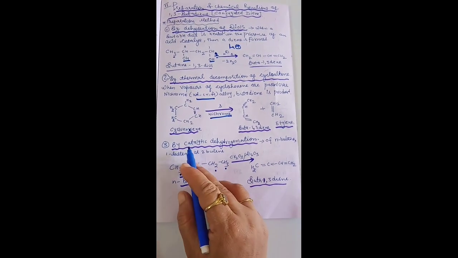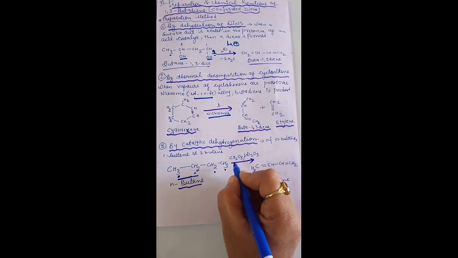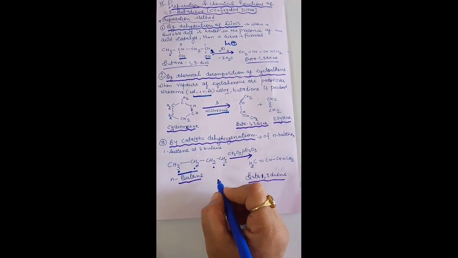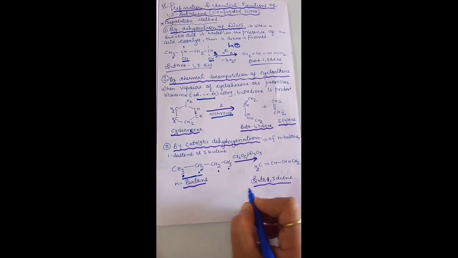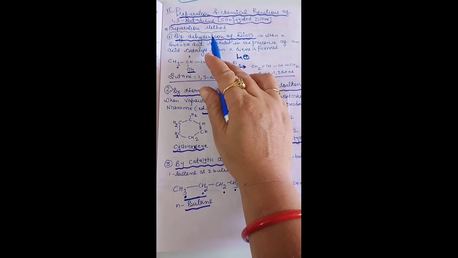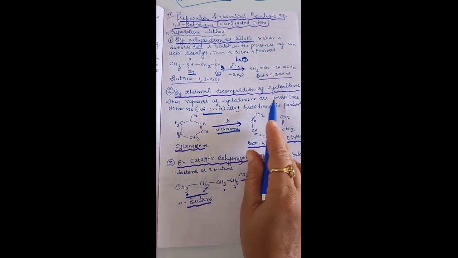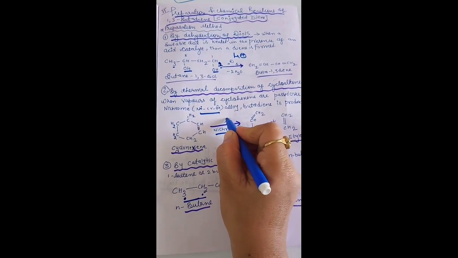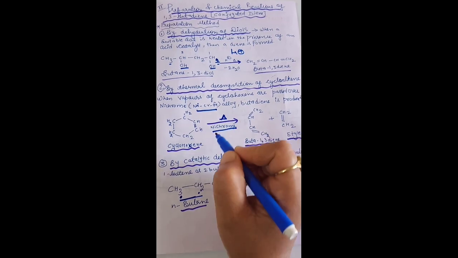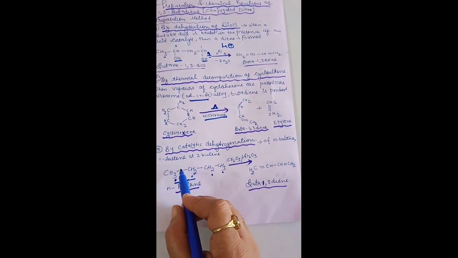Here Cr2O3 and Al2O3 are used as the catalyst for the dehydrogenation. So the product is 1,3-butadiene. Once again, we can prepare 1,3-butadiene by the dehydration of diols, by thermal decomposition of cycloalkenes, where thermal means in the presence of heat, generally represented with the delta sign, and by the catalytic dehydrogenation of n-butane.